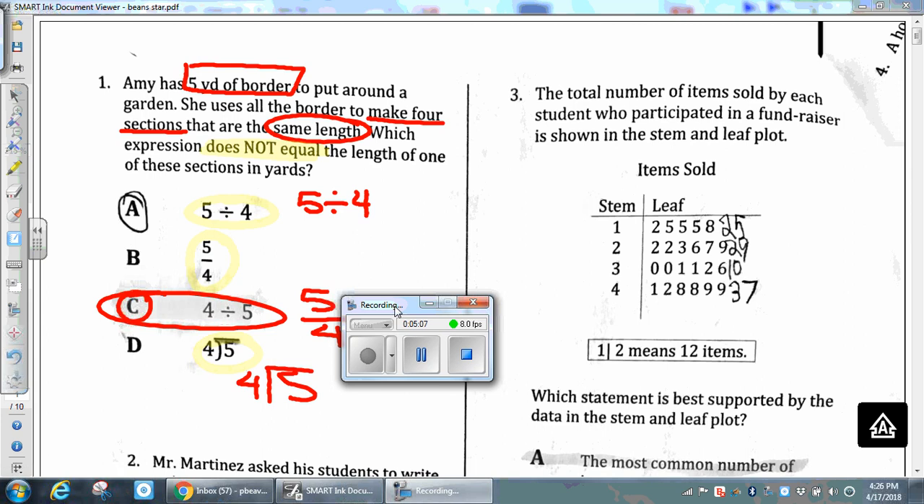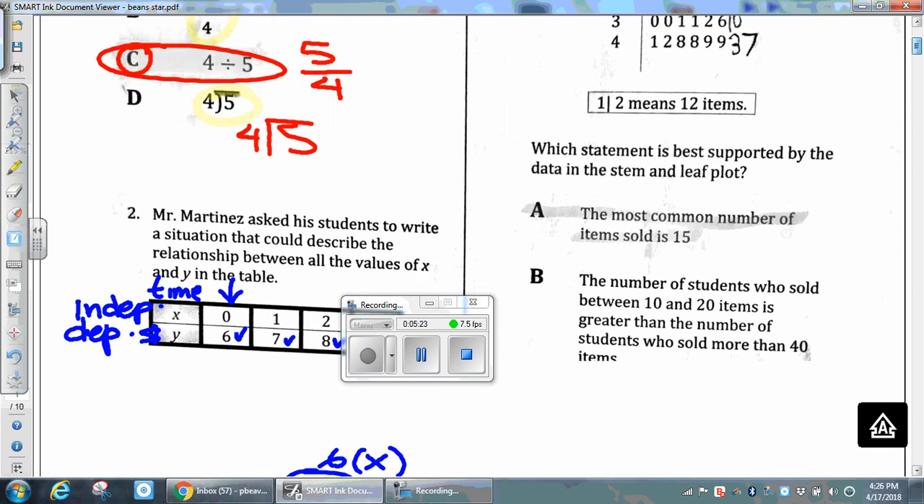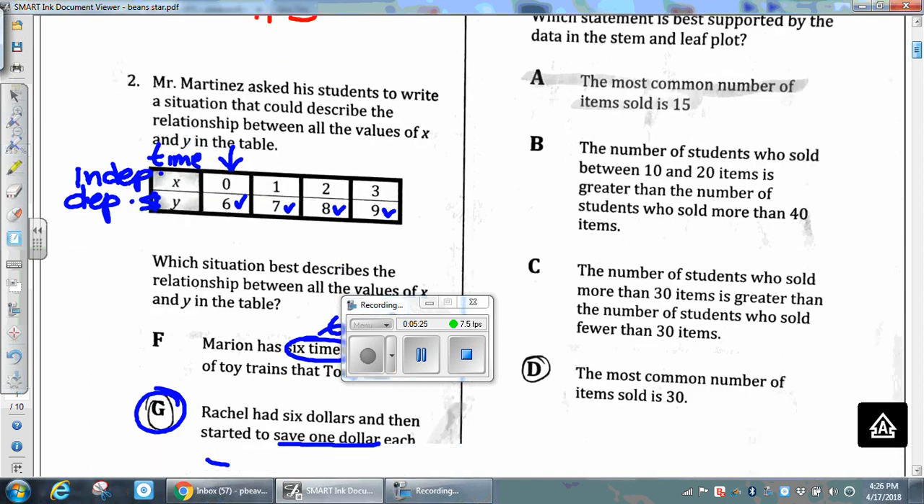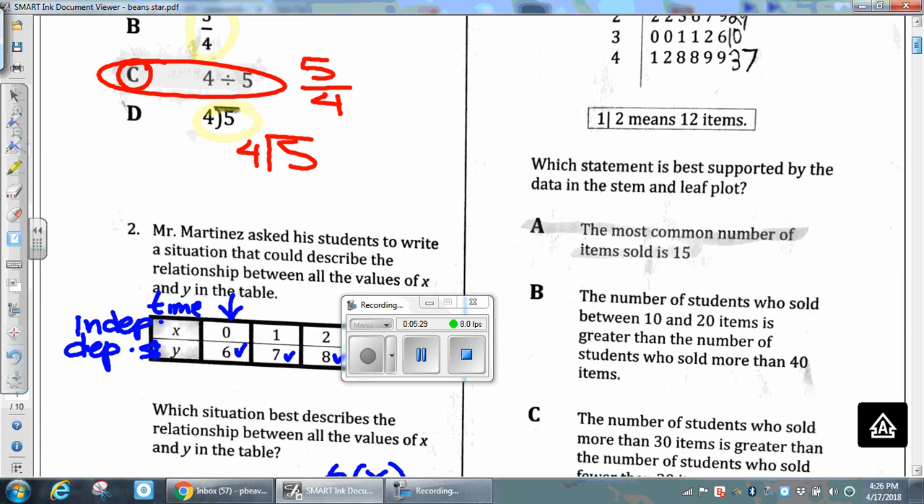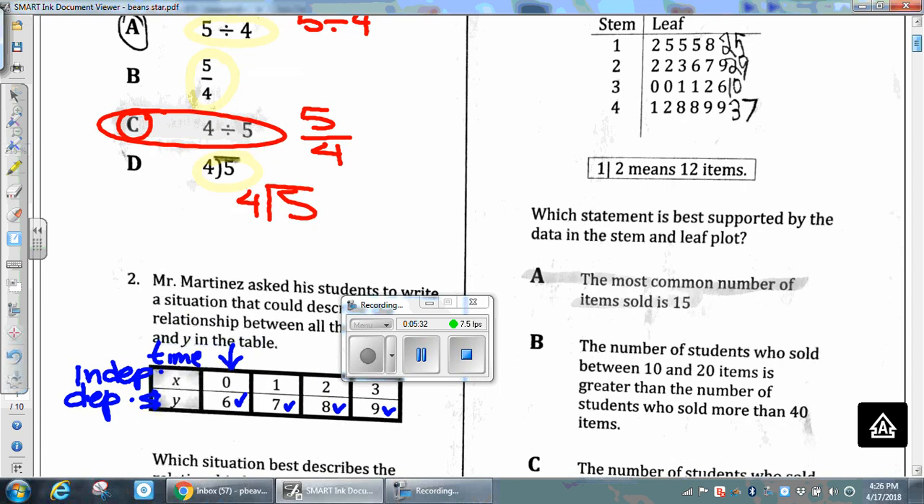And so we have the 1, 2, 3, 4 for stem, and then leaf, we have those numbers. And so we have that, which statement is best supported by the data in the stem and leaf plot. So you chose D. The most common number of items sold is 30. And the correct answer for this one should have been the most common number of items sold is 15.